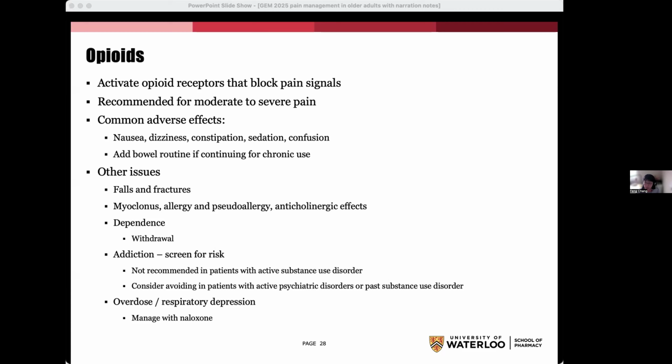Side effect profiles are quite consistent across most agents. Most of these tolerance issues like nausea and sedation tend to go away once tolerance develops. The only thing that does not go away is constipation. So a bowel routine is recommended if your older adult is on this for the longer term.